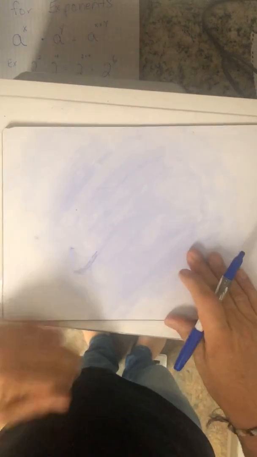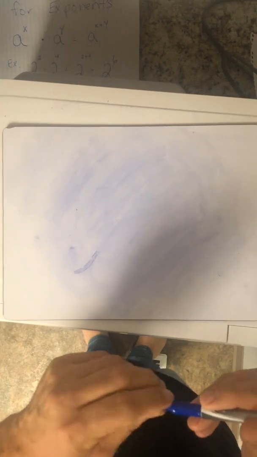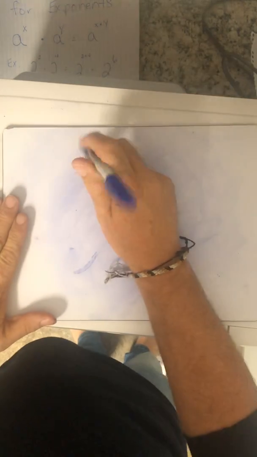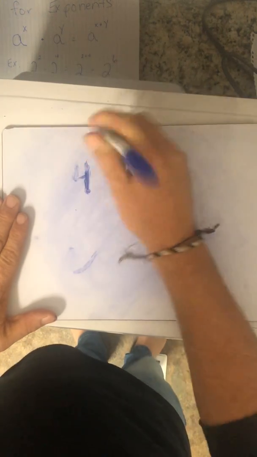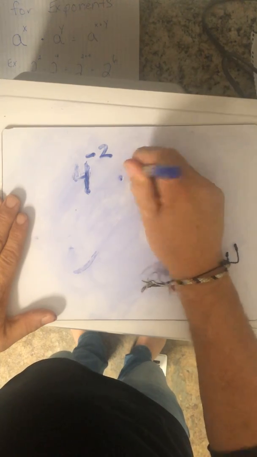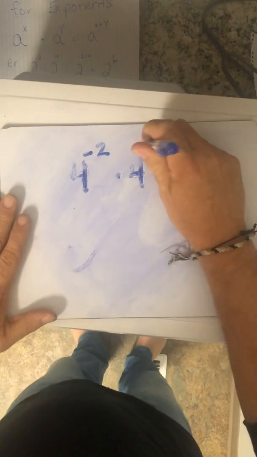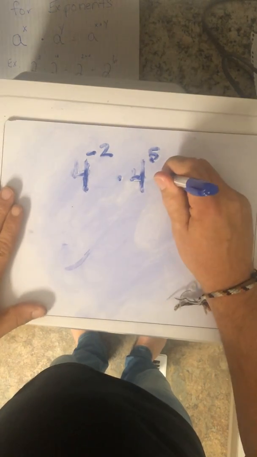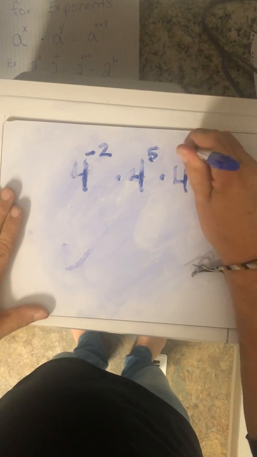All right, let's do one more. I don't want this video to be too long. We can do this with as many as we want. I might do 2 quick ones. Let's do 4 to the negative 2 times 4 to the 5th times 4 to the 3rd.